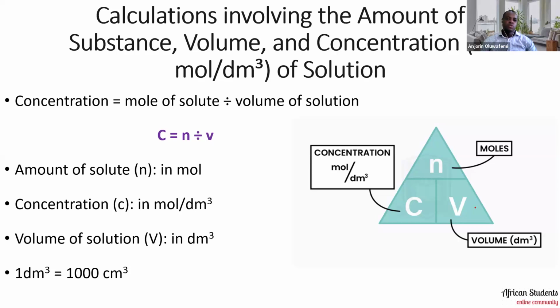Okay, so we move along now to calculations involving the amount of substance, volume, and concentrations in mole per dm cube of solution. The first formula that we need to establish is that concentration equals moles of solute divided by volume of solution. Amount of solute is N, in mole. Concentration is C, in mole per dm cube. The volume of solution V is in dm cube. And don't forget that 1 dm cube equals 1000 cm cube.